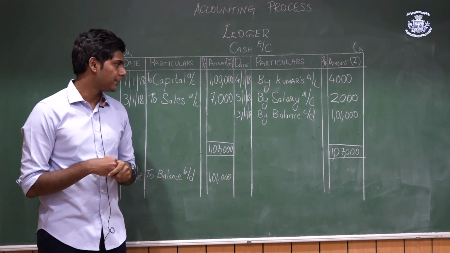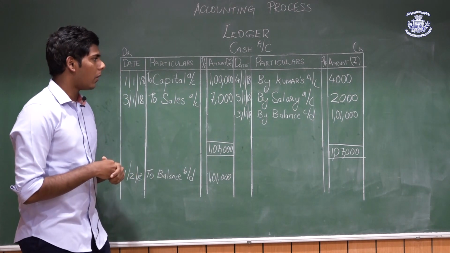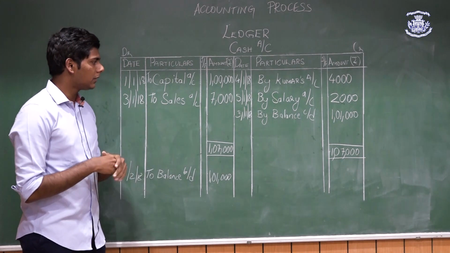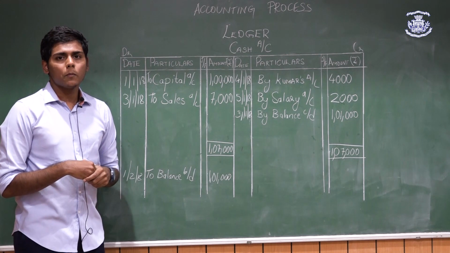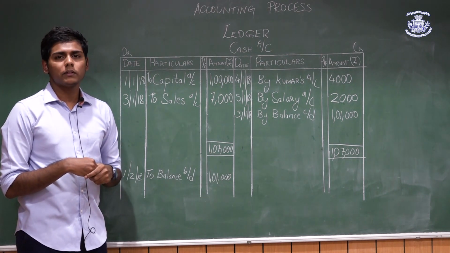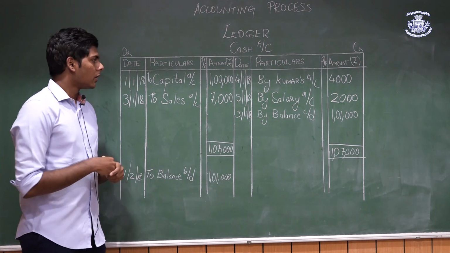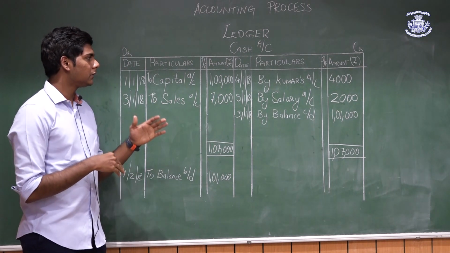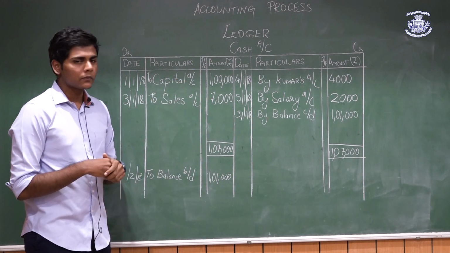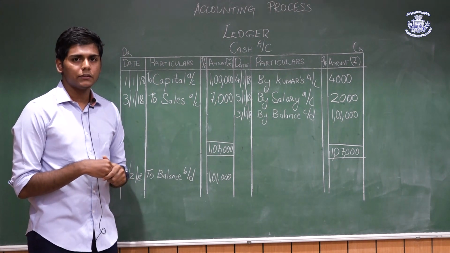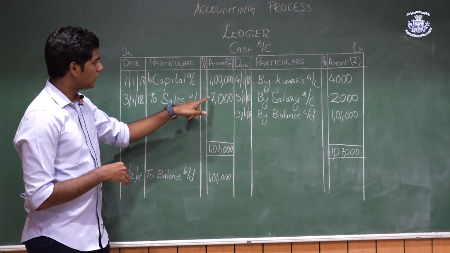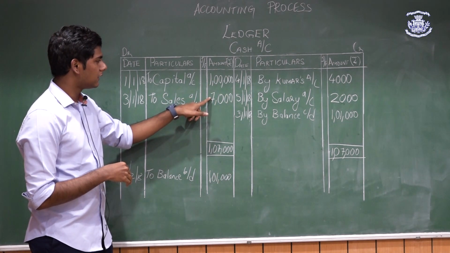And once we've recorded all the entries in a ledger account, at the end of the month, we need to balance the account. The balancing process is a very important step in every ledger. How you balance it is, first you need to total both the sides. When you total both the sides, you need to identify the side with the larger total. So on this side, when we total it, we will get 1,07,000.